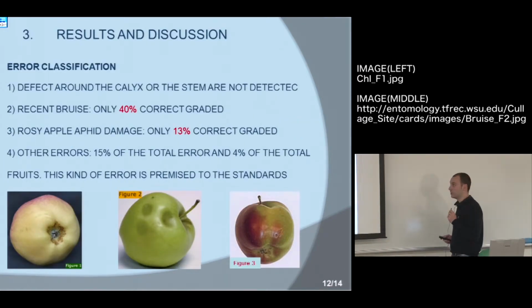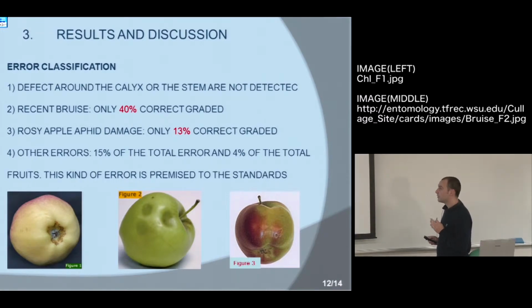What about the classification error? As I said before, the defects around the calyx and the stem are not detected, so this is a problem. And the most important defect that is difficult to find is the recent bruise. We can see in picture number 2 some kind of recent bruise. This one is not so recent, so it's easy to see this kind of defect, but one that is less visible is difficult to see with this kind of system. So only 40% is correctly graded.